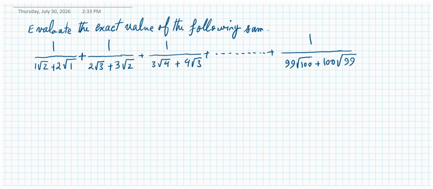For this problem, we want to find the exact value of the following sum. The sum has terms like 1 over 1 square root of 2 plus 2 square root of 1, plus 1 over 2 square root of 3 plus 3 square root of 2, and this goes on until we reach the last term, which is 1 over 99 square root of 100 plus 100 square root of 99.